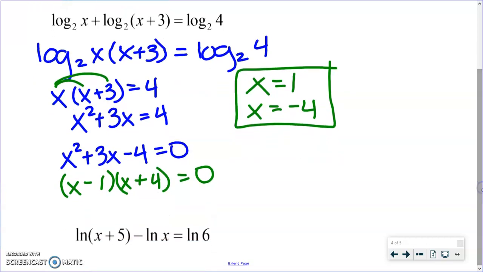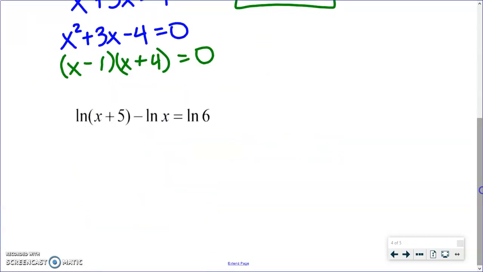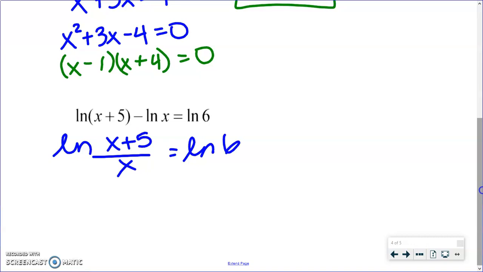And one final example. Natural log of x plus 5 minus the natural log of x equals the natural log of 6. We're subtracting here, so that's the same when we condense them as division. So we've got natural log of x plus 5 over x equals the natural log of 6.